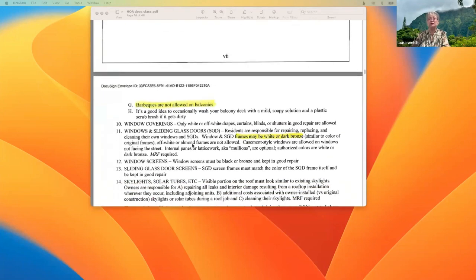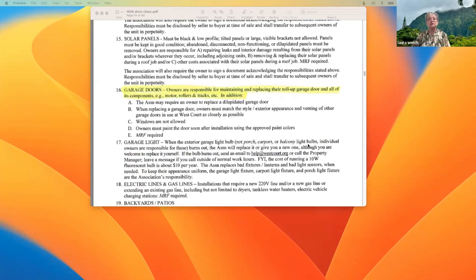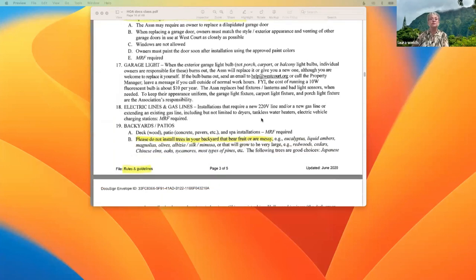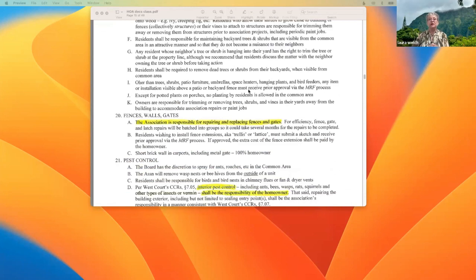And this is a sample of the rules and regulations. Barbecues are not allowed on balconies. Window frames have to be white or dark bronze. You're talking about garage doors. They're responsible for certain maintenance on their garage doors. Backyards: do not install trees near your backyard that bear fruit or are messy. They can get very detailed.